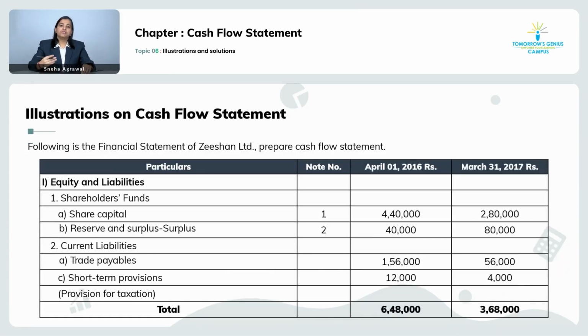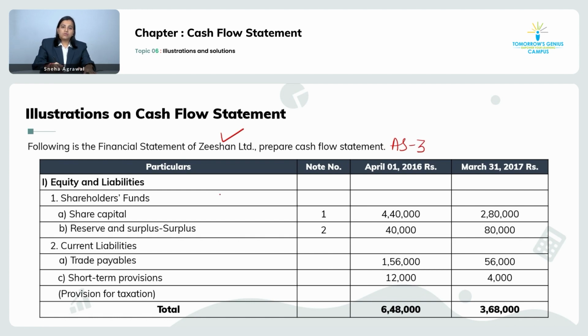We've understood individually how to calculate cash flow from operating activity, cash flow from investing activity, and cash flow from financing activity. Now we will be solving a full-fledged sum in which all the activities are given together, and we are required to solve the whole sum using the format given under Accounting Standard 3. Let's read the question. From the following financial statement of Zishan Limited, prepare the cash flow statement as per Accounting Standard 3.